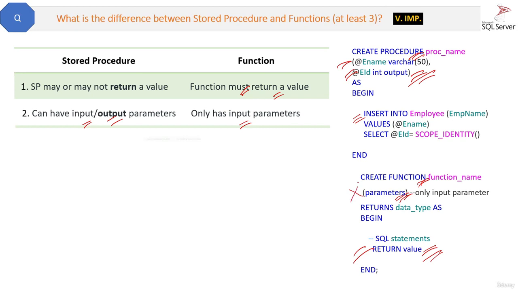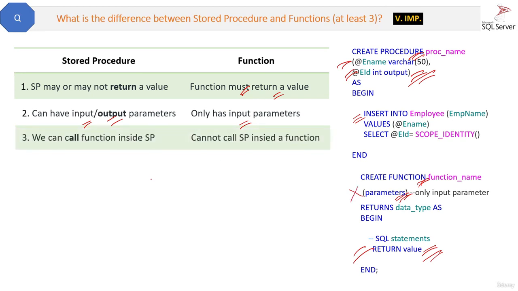Next difference is we can call functions inside an SP, but we cannot call an SP from a function. Sometimes inside an SP you may need to call a function. For example, I have created a function to split a string based on comma. So one string I will get, and based on the comma I will split that. For that I will create a function. Now the function will return the list of split values. That function I can call in many stored procedures. So basically it's reusability, but yes, inside the function you cannot call the stored procedure.